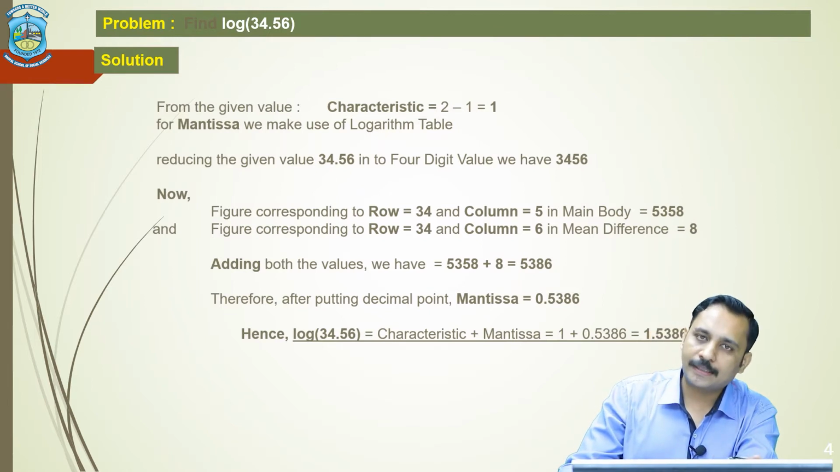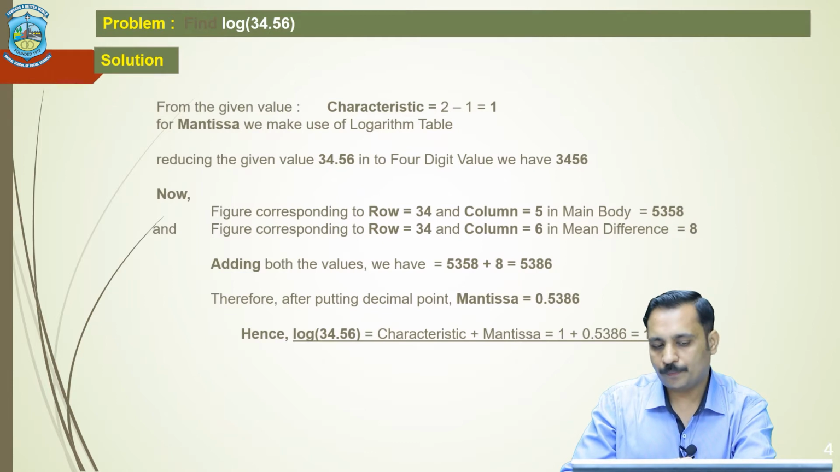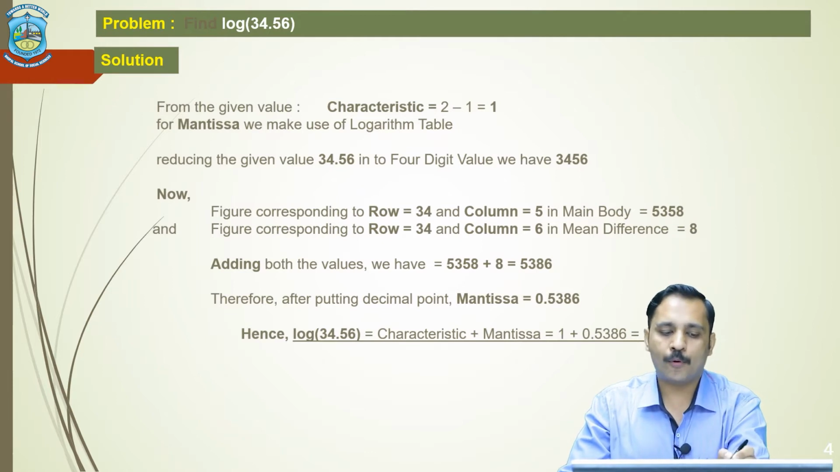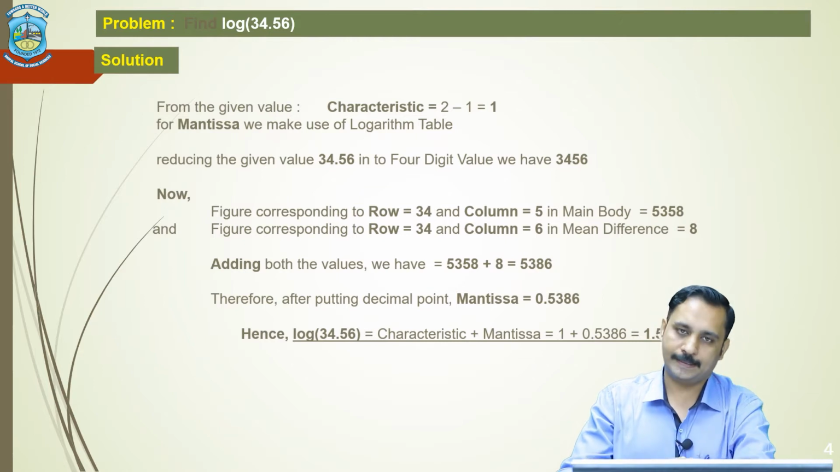We already have the characteristic value. Now the log value is the combination of characteristic plus the mantissa value. That means log of 34.56 is equal to 1.5346. Now we take another example. We have to find log of 128.88. Okay. Now, first we have to find the characteristic value.